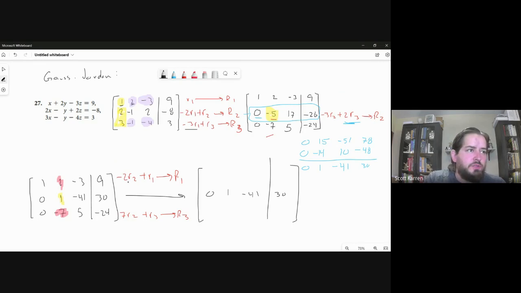But here, -2 row 2s, so -2 times 0 is 0, plus 1 is 1. -2 times 1 is -2, plus 2 is 0. -2 times -41 is a positive 82, plus row 1 is -3, so that gives me 79. That's ugly. Then -2 row 2, here is -60. And then plus row 1 is plus 9. So that gives me a 51, -51.